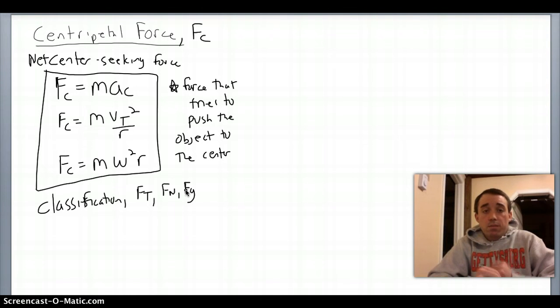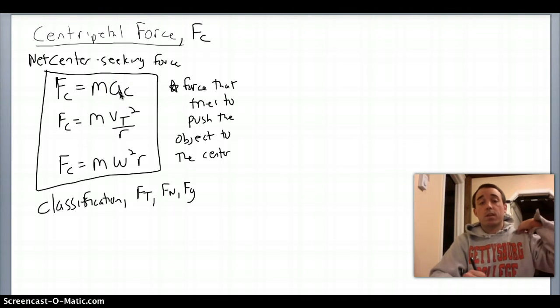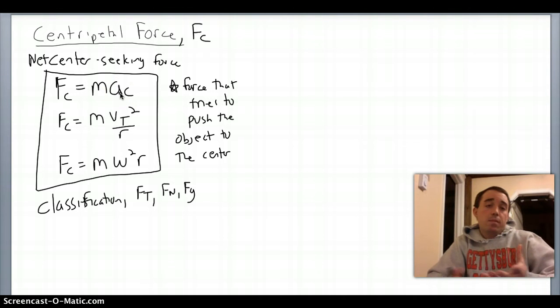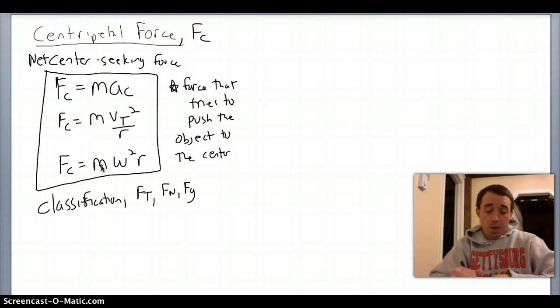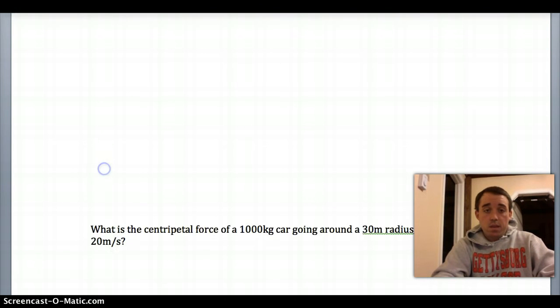Really, that's it. Those are the notes for centripetal force. But they can matter a little bit. Depending on how the situation is, whether it's horizontal or vertical, we've got to take into account other forces before we can determine what our centripetal force is. The best way to see this is through sample problems.